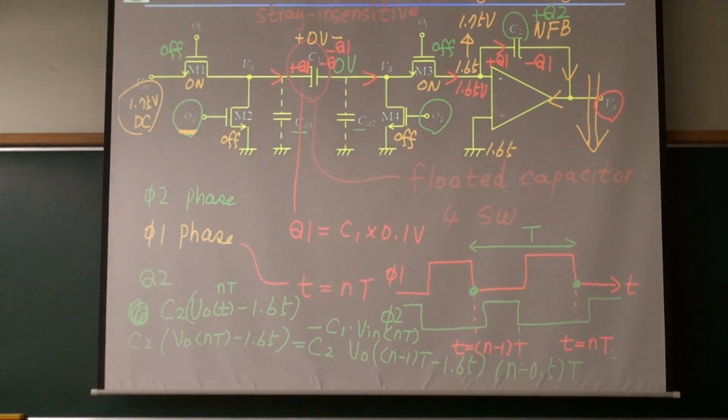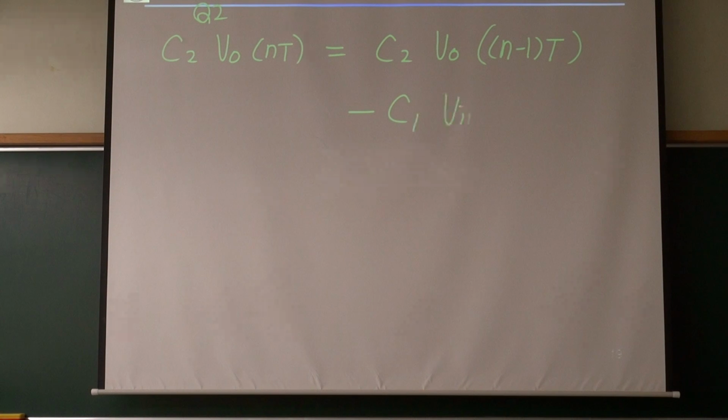So let me write it again. In this stray insensitive, actually we didn't talk about the stray insensitive yet. Okay, let's go back. So this nT, this is actually Q2 charge. It is Q2 charge in the previous by one phase minus C1 Vin(nT). Okay? This will be my integration equation. Question?